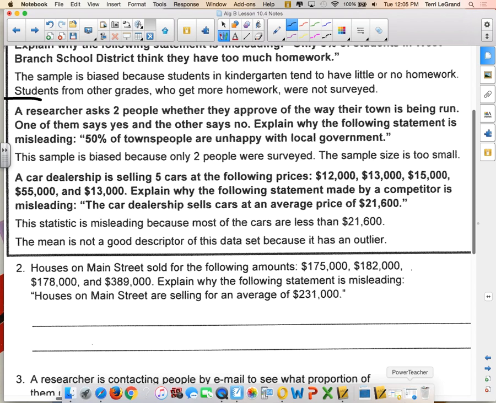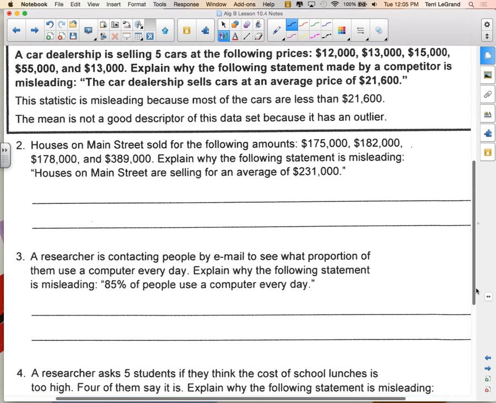Okay, and then our last one, a car dealership is selling 5 cars at the following prices: $12,000, $13,000, $15,000, $55,000, and $13,000. Explain why the following statement made by a competitor is misleading. The car dealership sells cars at an average price of $21,600. Average, that's the mean, right? That's not the actual average. Why? It's just not. It is too.